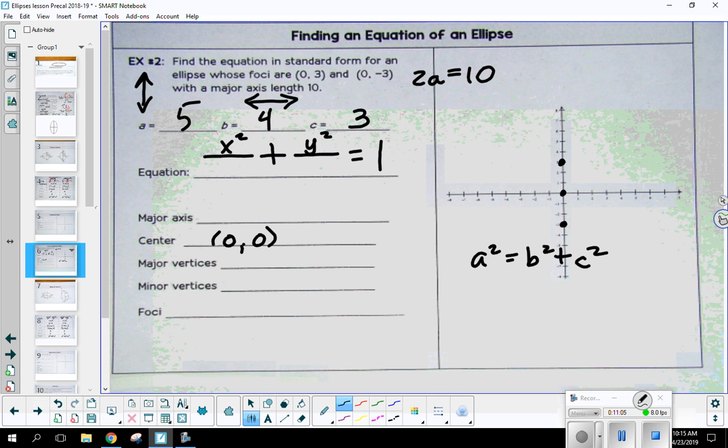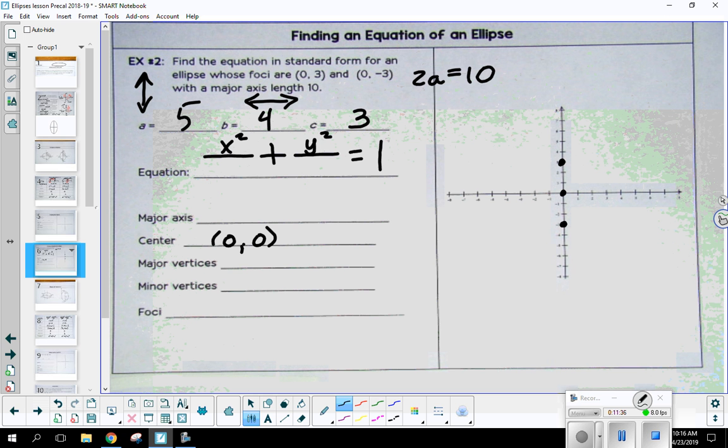Okay. So let's see. We said that A was 5, so that's 25, is equal to B squared plus C squared. Well, we said C was 3, so that's 9. So this tells me B squared should equal 25 minus 9. 16. So we see that B has got to equal 4. Now, A squared and B squared are what always go in the equation. So we have 25 and 16, right?